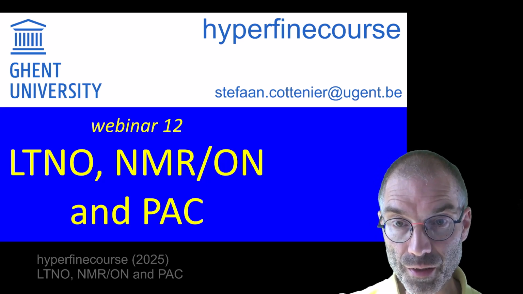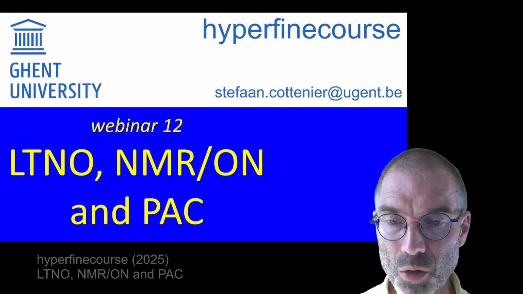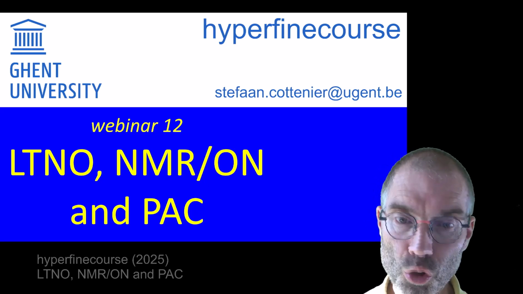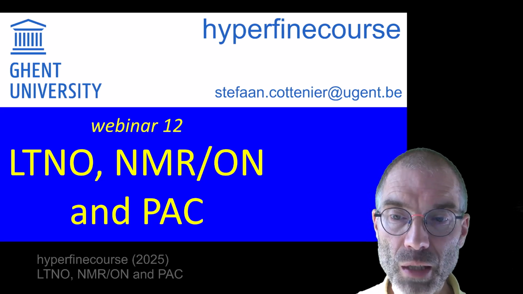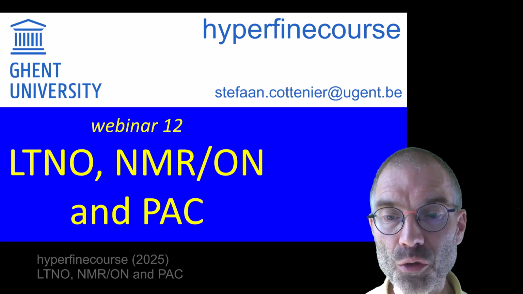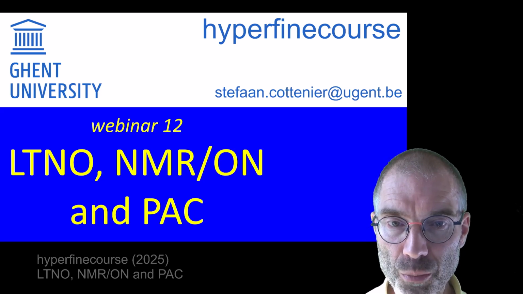This is the last feedback webinar of this year's edition of the course about 3 experimental methods that are to some extent related: low temperature nuclear orientation, NMR on oriented nuclei, and perturbed angular correlation spectroscopy.